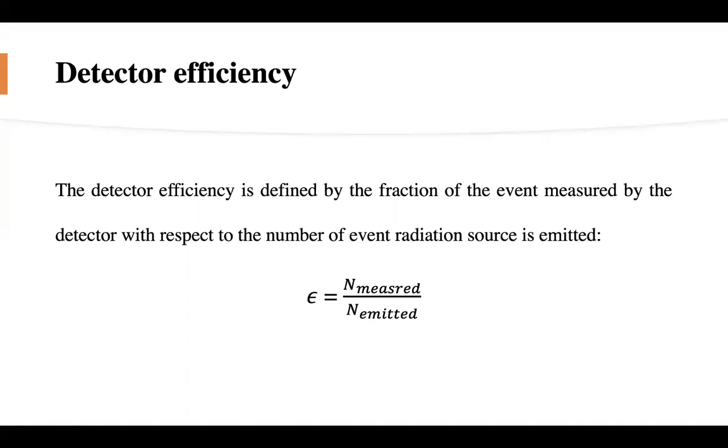For example, gamma. If the cesium emits, for example, 1,000 gammas, and the detector just measures 500, we can say that the detector efficiency is 50%. Is that clear?